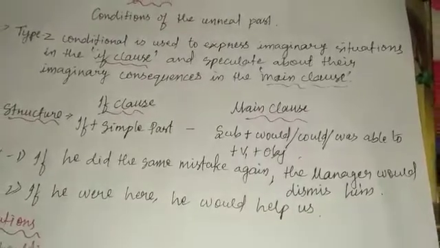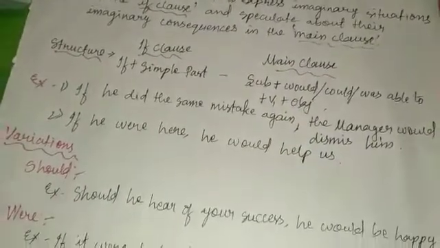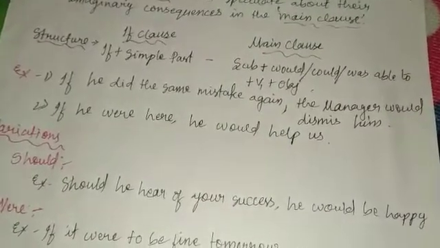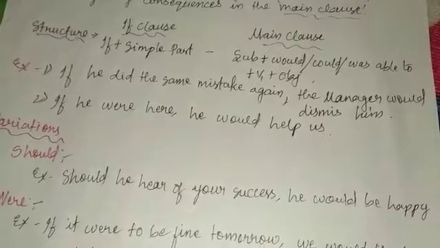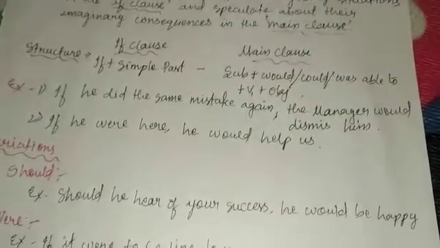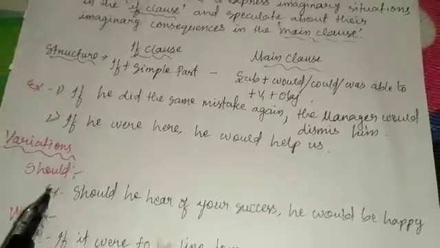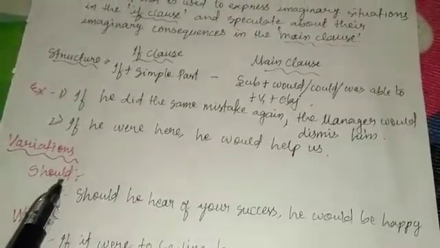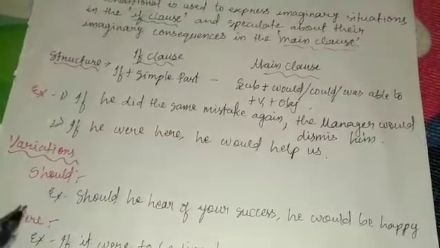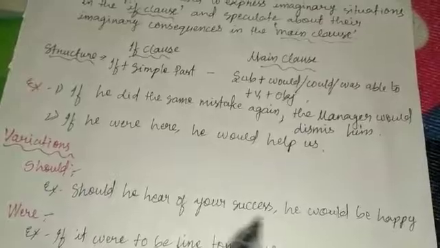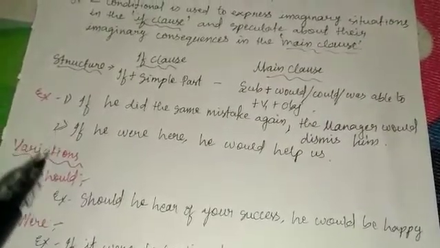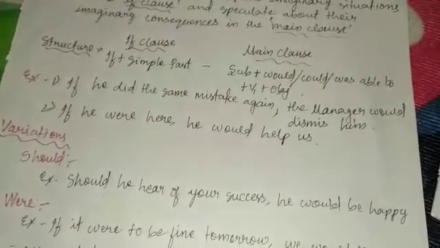Now there are also certain variations to this conditional as well. There is begin a sentence with should or begin a sentence with were, and when we do that it still remains in conditional 2. And you must have seen that in conditional type 1 when we discussed, we began the sentence with should. So the same applies even here also. So should can appear in conditional type 1 and type 2 as well.